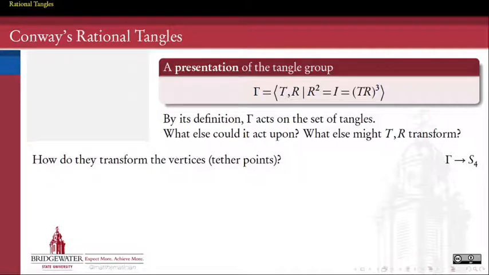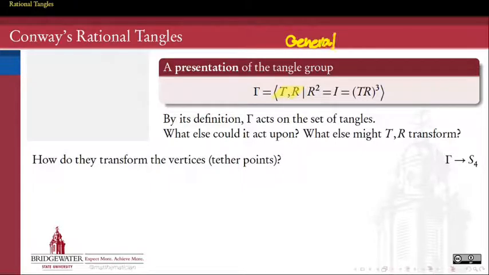So we don't have to get too far into the weeds of it today. The short story is that when we write down a presentation for a group, what we're really saying are the generators that make up all the elements of this group. In other words, every element of the group can be written in terms of a combination of, in this case, T and R. Right? So we'll write the generators here in the beginning part of the notation.